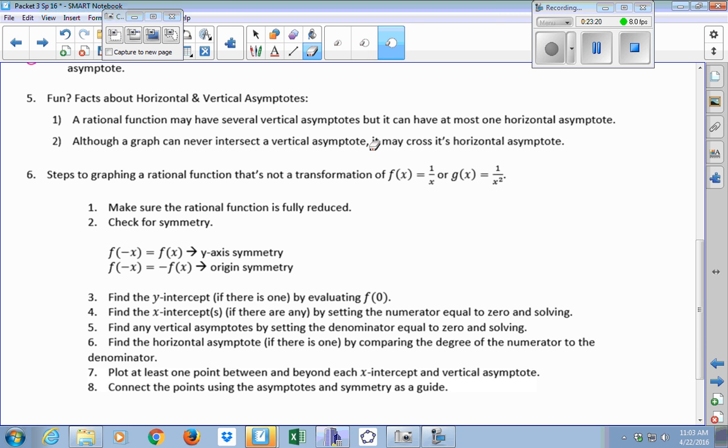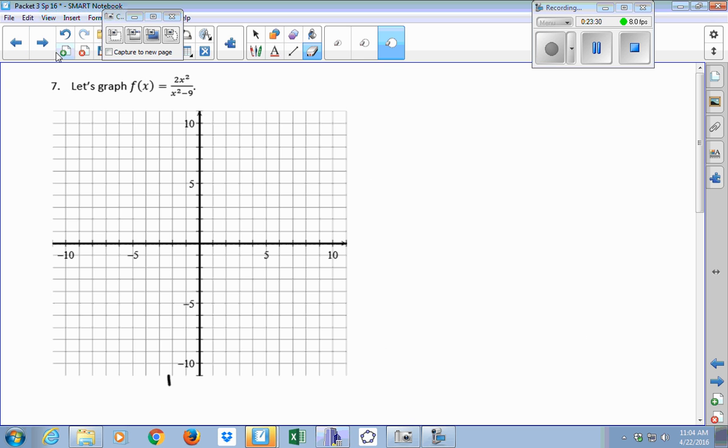That's possible. Here are all the steps to graphing a rational function, and instead of reading them to you, this is what you'll be referring to in your class activities. So I want to take you through a couple graphs, and then I want to have you spend the time trying them on your own. All right, so here's a graph. All right, so where do you start?